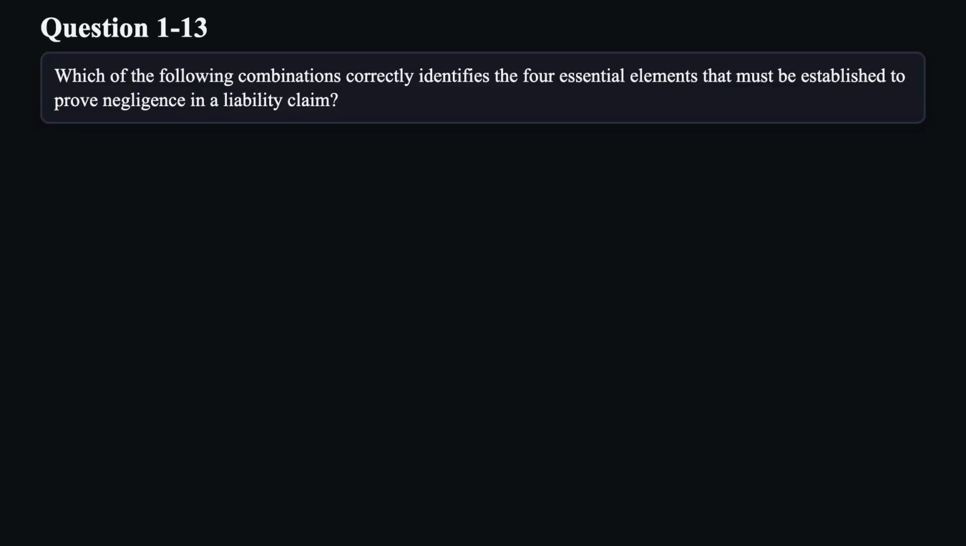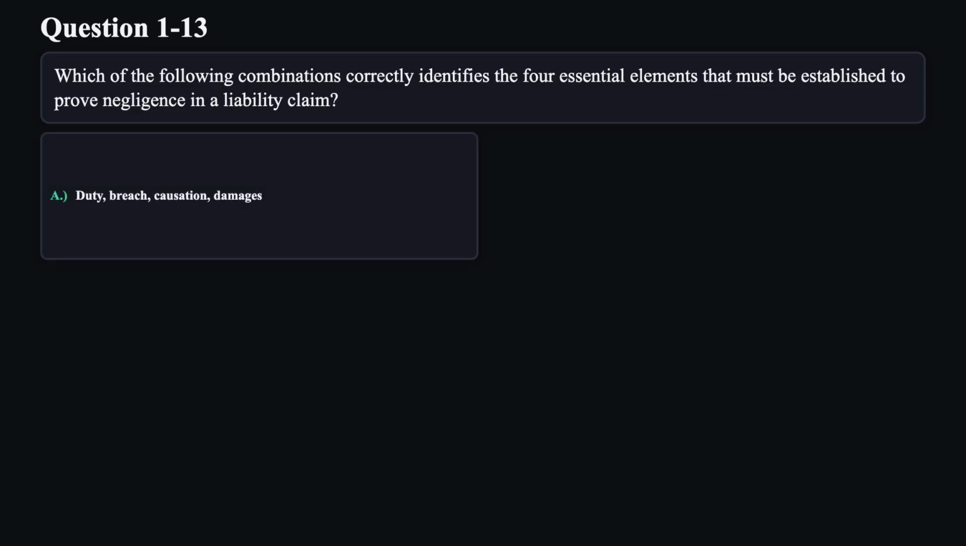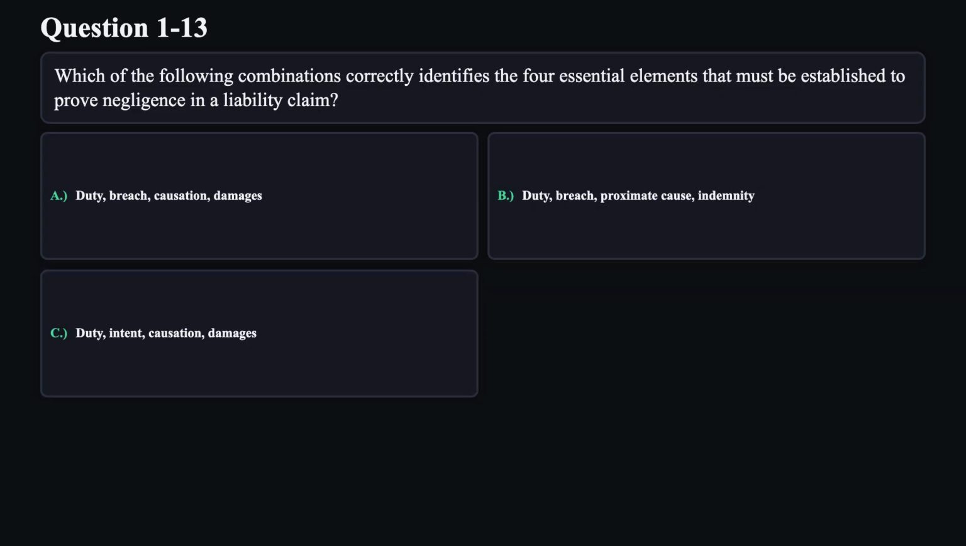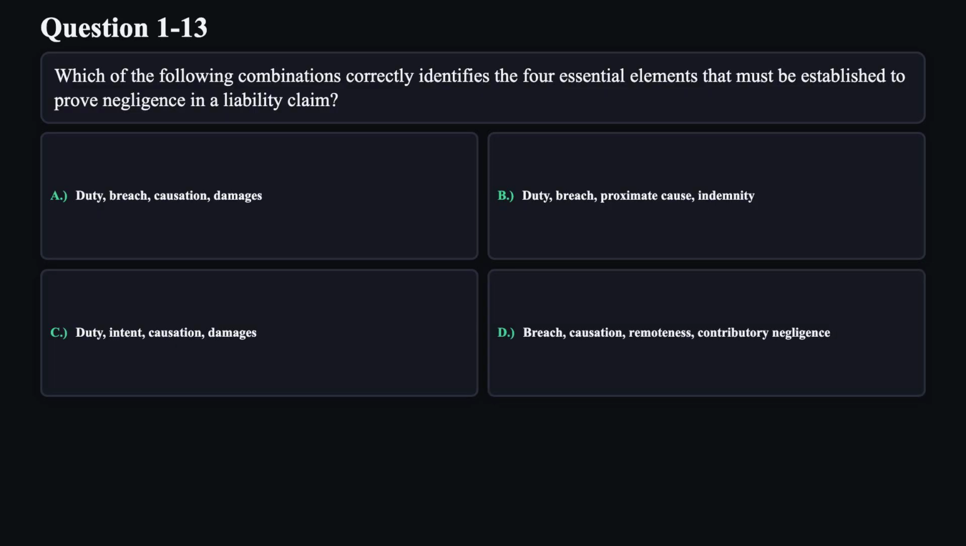Question 13. Which of the following combinations correctly identifies the four essential elements that must be established to prove negligence in a liability claim? A. Duty, breach, causation, damages. B. Duty, breach, proximate cause, indemnity. C. Duty, intent, causation, damages. D. Breach, causation, remoteness, contributory negligence.